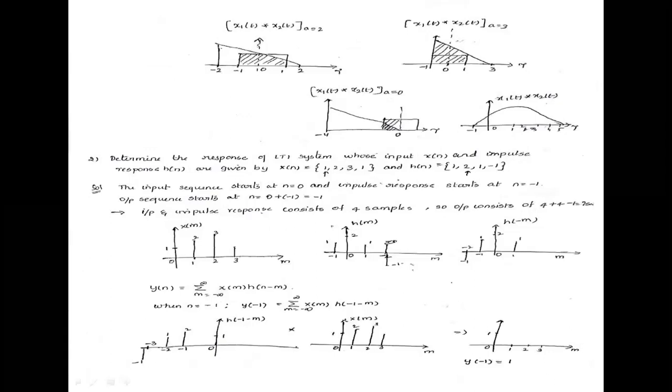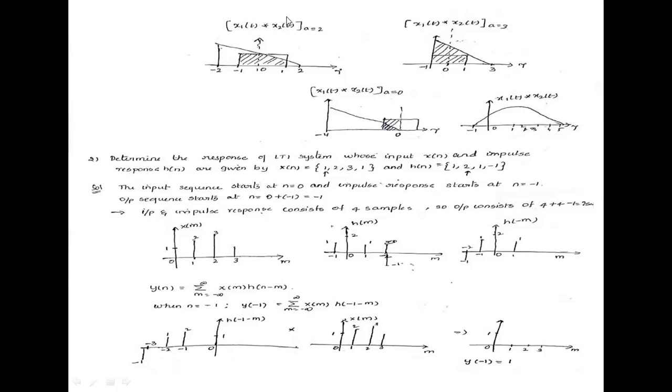Now you can see the graphical representation for the discrete time signal. Determine the response of a linear time invariant system whose input x of n and impulse response h of n are given by x of n is 1, 2, 3 and 1, and h of n is 1, 2, 1 and minus 1, and the arrow mark is represented at the value minus 1. When the arrow mark is represented, it means the value is at n equal to 0.